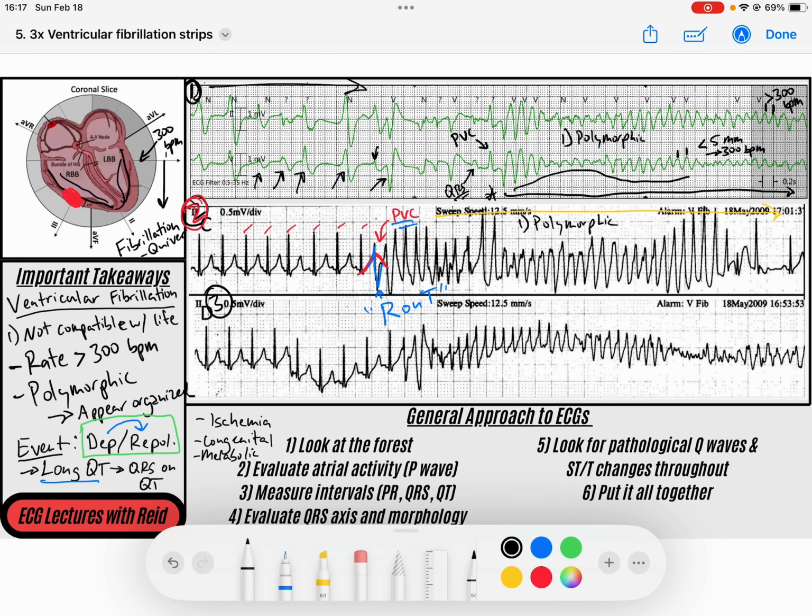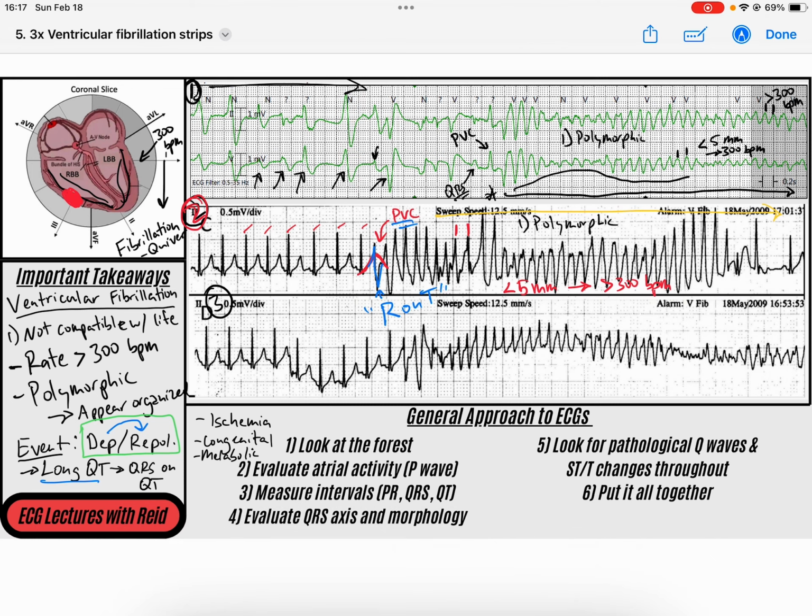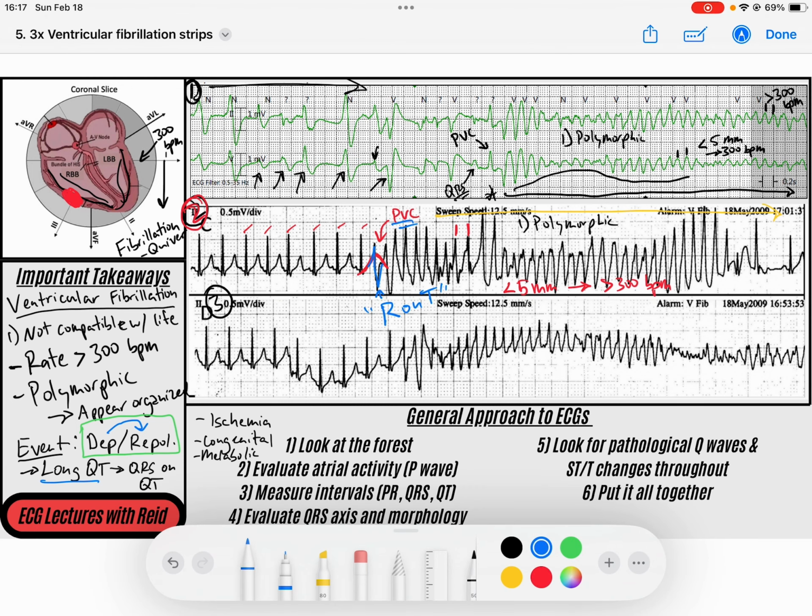And if you look at the rate, you can see that the QRS complexes are less than 5 millimeters from each other. That means that my rate is greater than 300 beats per minute. So you put those two things together, and that is ventricular fibrillation, or VFib for short.